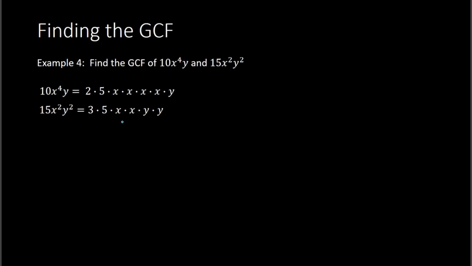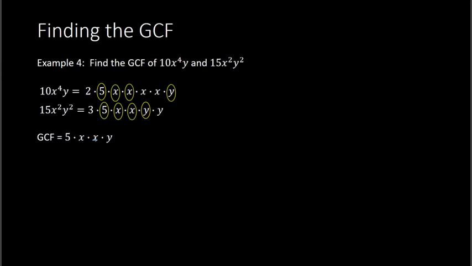Then x squared is x times x. And y squared is y times y. So at this point, we just see what they have in common. So we see a pair of 5s, a pair of x's, another pair of x's, and a pair of y's they have in common. So the greatest common factor is a product of 5 times x times x times y. So just multiply the things that they have in common.